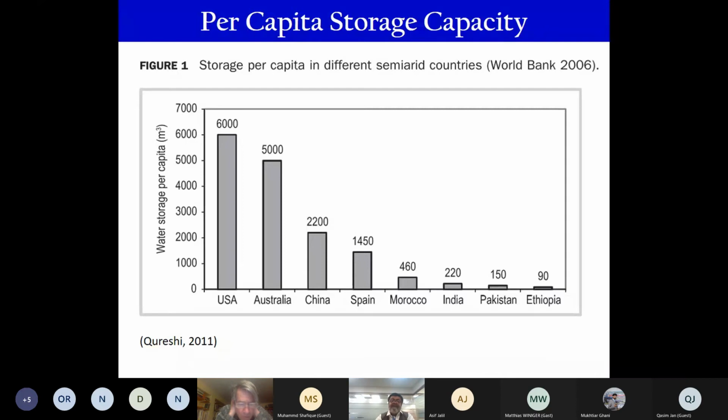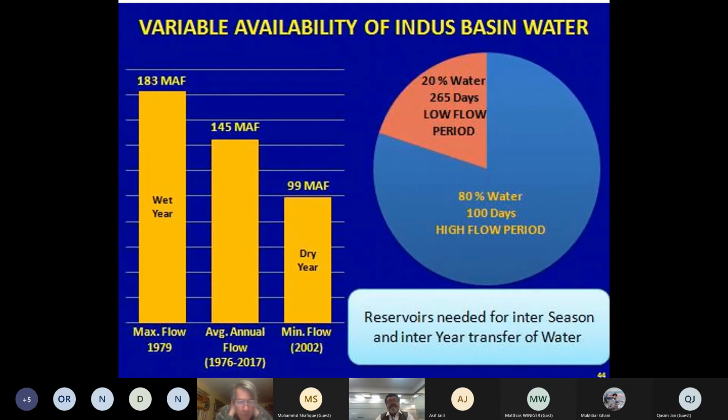You see here also there is a big issue of variable availability of Indus Basin water. In 1979 the maximum flow was 183 million acre feet, from 1976 to 2017 the average annual flow was 145 million acre feet, and in 2002 the minimum flow was 99 million acre feet. Another thing I want to share is that 80% of water flows in the river in only 100 days, and 20% of water in 265 days, a low flow period. This is a big issue because if you don't have water in uniform flow, within 3 months it is very difficult to get more yield and more crop.